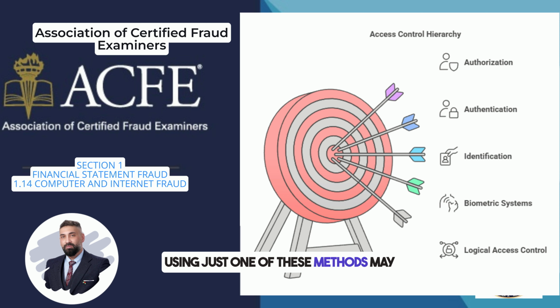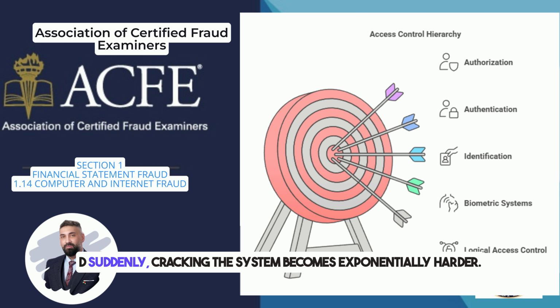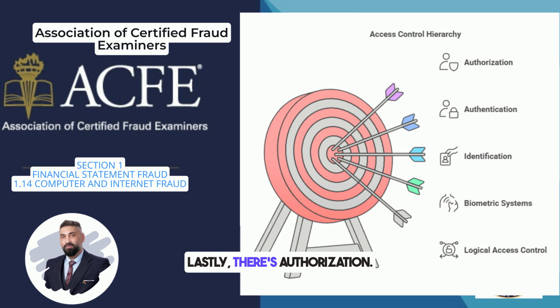Using just one of these methods may suffice for basic systems, but for critical applications, multi-factor authentication is king. Combine a password with a fingerprint scan and suddenly cracking the system becomes exponentially harder. Lastly, there's authorization. Even if someone gains access to a network, what they can see or do depends on permissions granted to their account. A manager, for instance, might have access to strategic reports, while a clerk might only see transactional data. This strict tiering minimizes the damage from leaks or breaches.